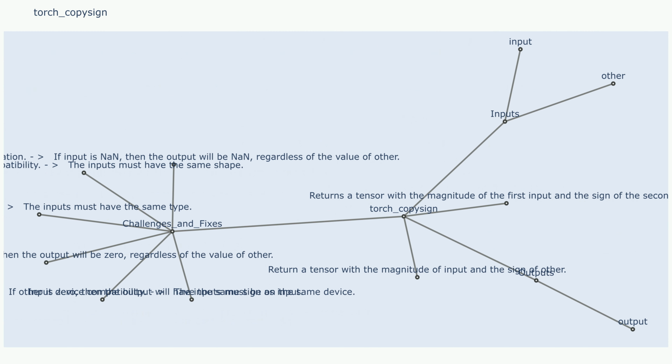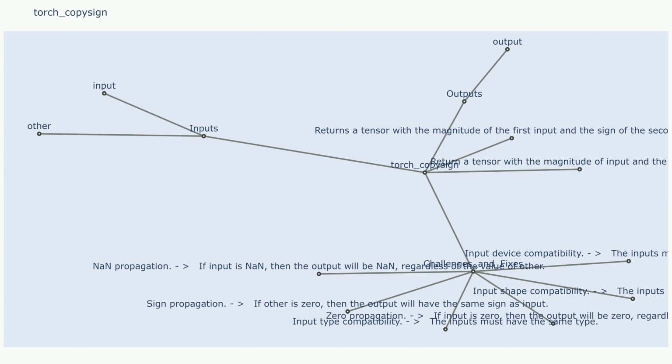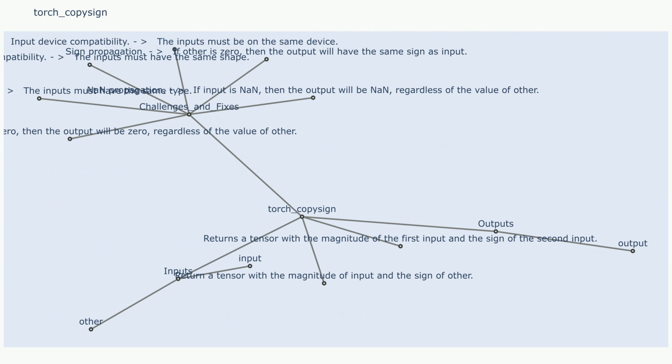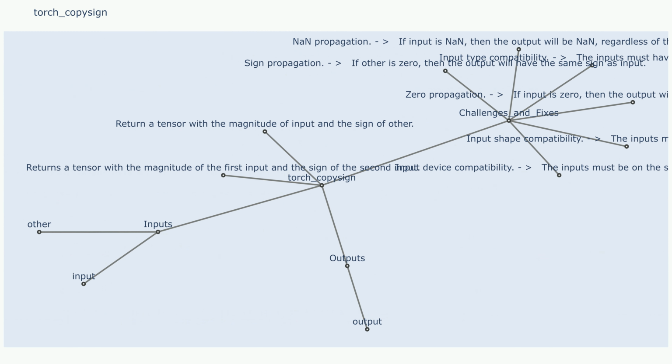This represents the magnitude of the output tensor. Other: a tensor of any shape. This represents the sign of the output tensor. The other tensor must have the same dtype and shape as the input tensor. Outputs. Output: a tensor with the same shape and dtype as the input tensor. This tensor has the magnitude of the input tensor and the sign of the other tensor.